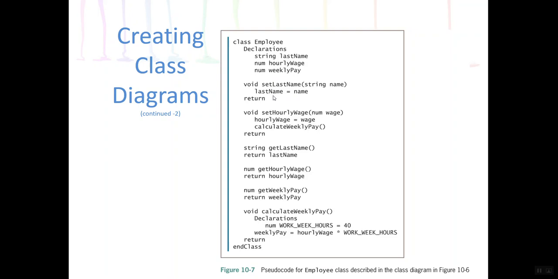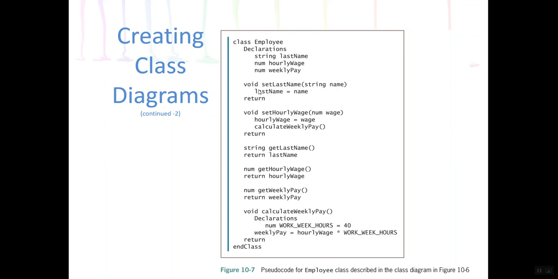So for example, if I called set last name on an object of type employee and I passed in Isabel, Isabel would then be used to update this variable last name. So the object's last name value would be Isabel.